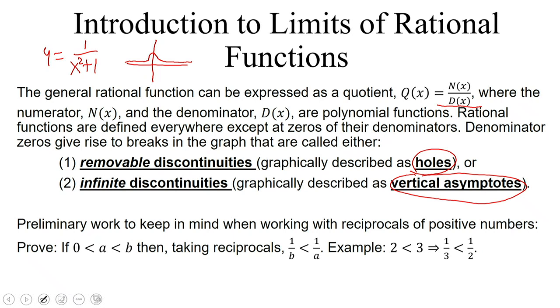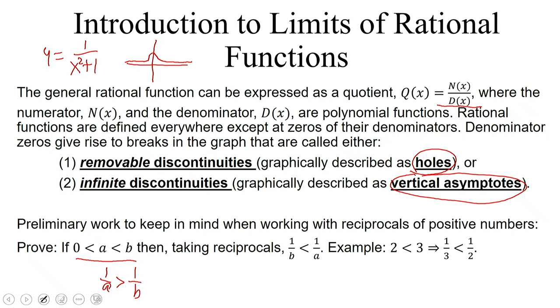It's continuous everywhere. As we proceed, it's going to be important to be working, though, with fractions on occasion. And if we have a situation where we have positive numbers and a is less than b, we want to be able to take reciprocals. And when you take reciprocals, it reverses the direction of the inequality. So 1 over a becomes bigger than 1 over b. And this is not something that you would typically remember. There's not much reason to use it too often before now.